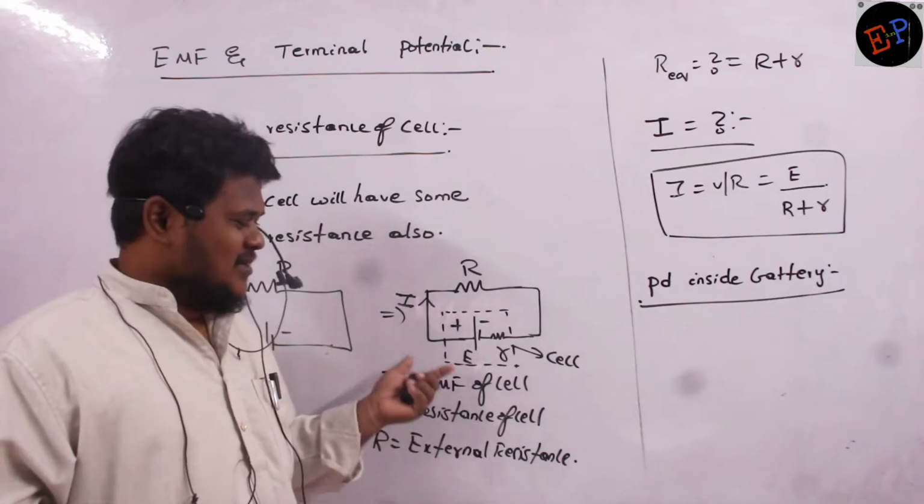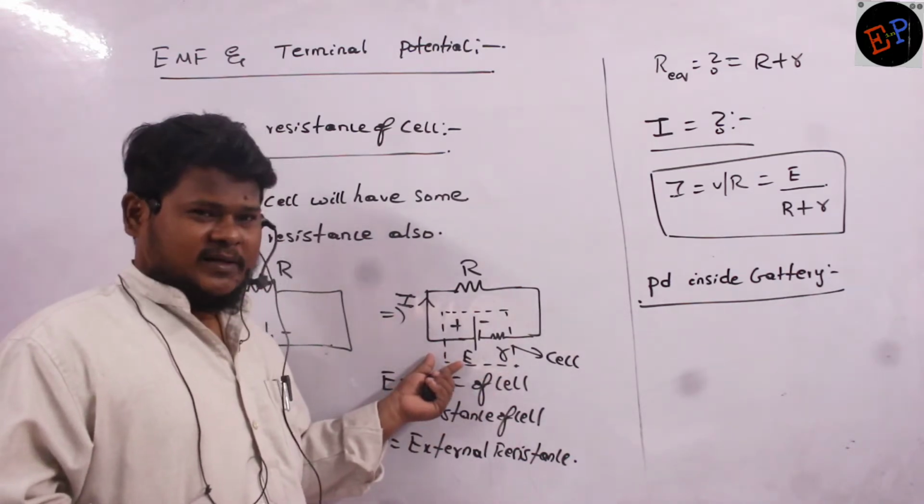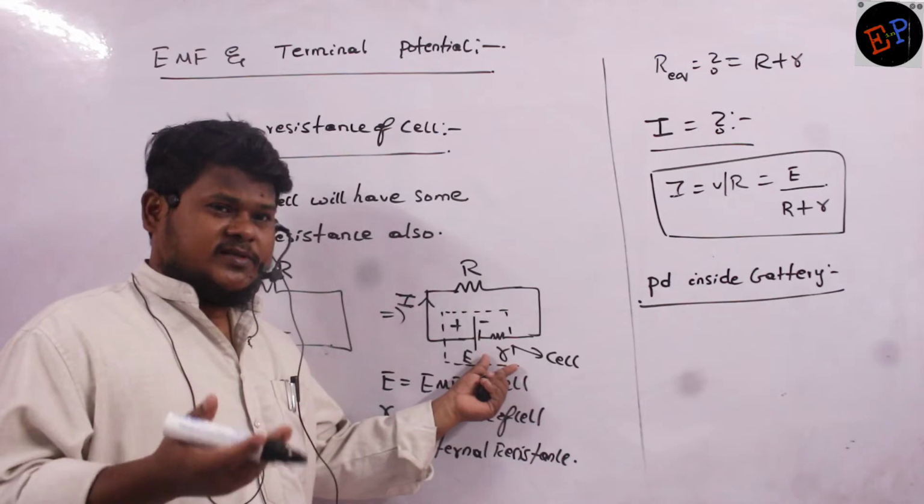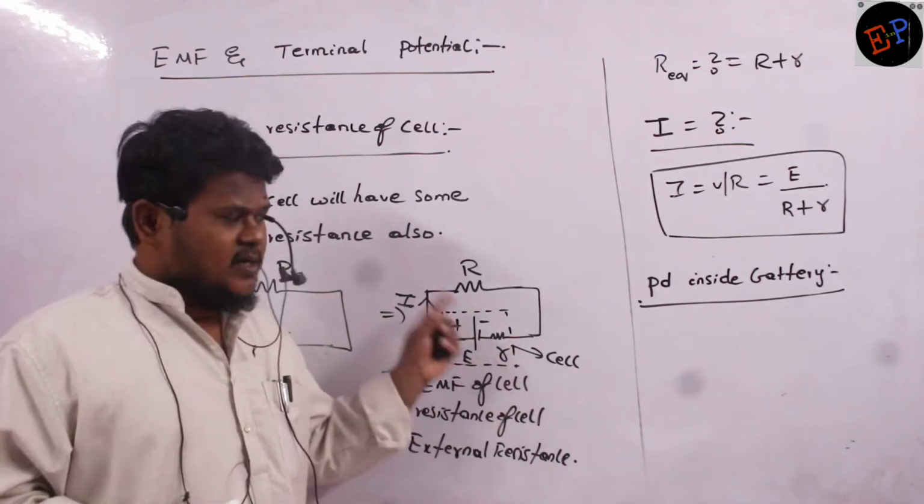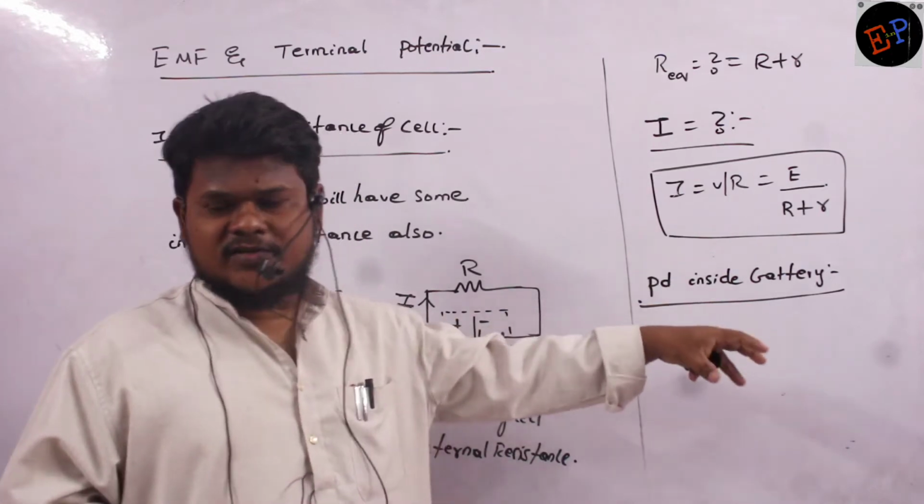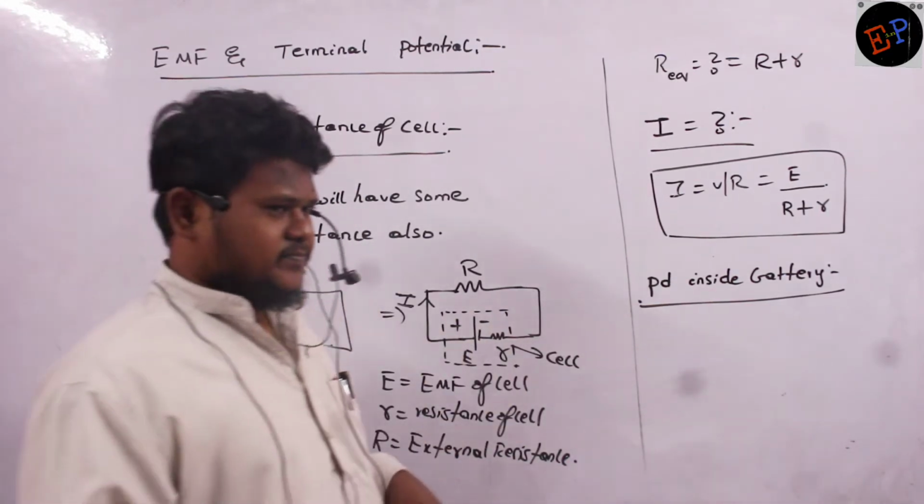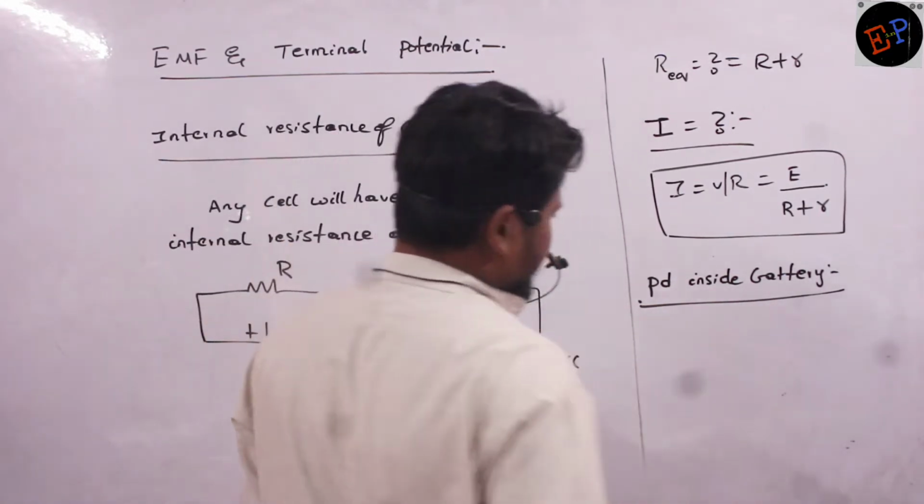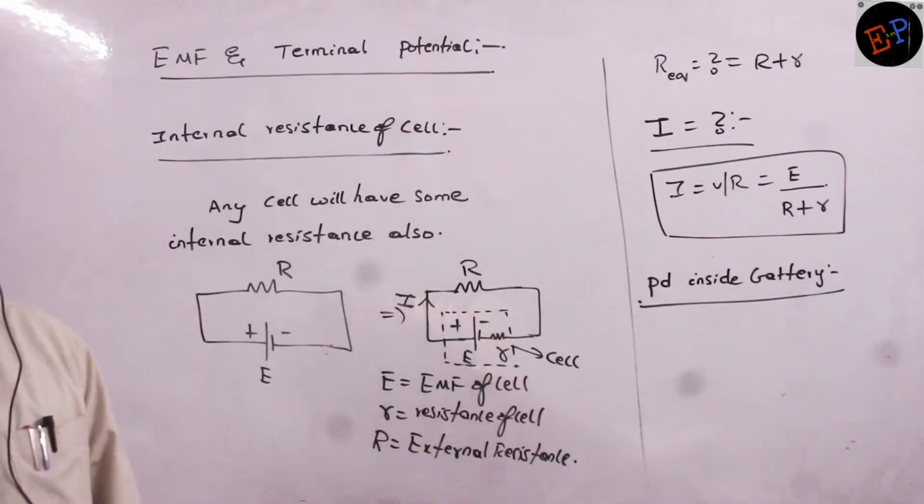Are you able to understand? Same concept. Energy is supplied by the battery, but because of its internal resistance, it will consume its own potential. Now, can you say what is the potential difference inside the battery? That is, what is the potential consumed by the battery? Potential consumed by the battery is how much? Potential formula?